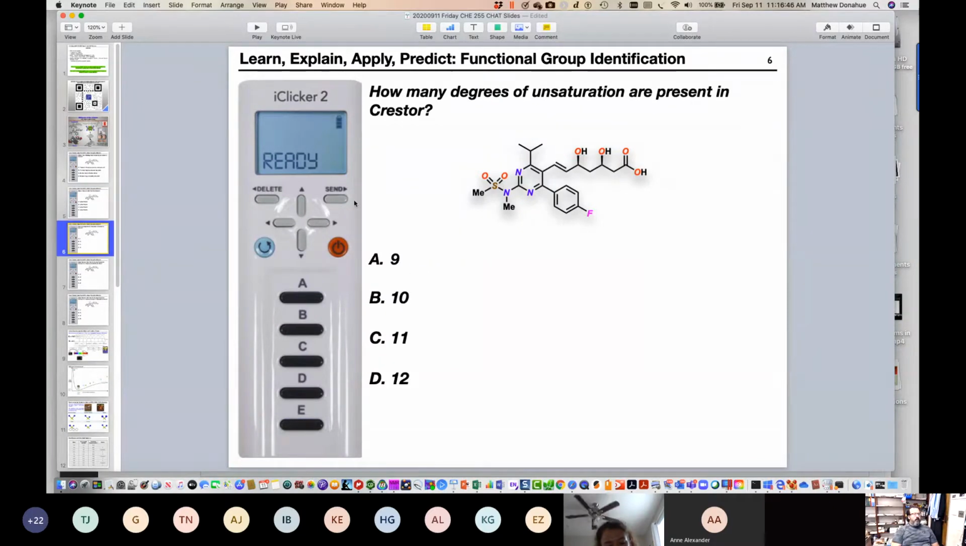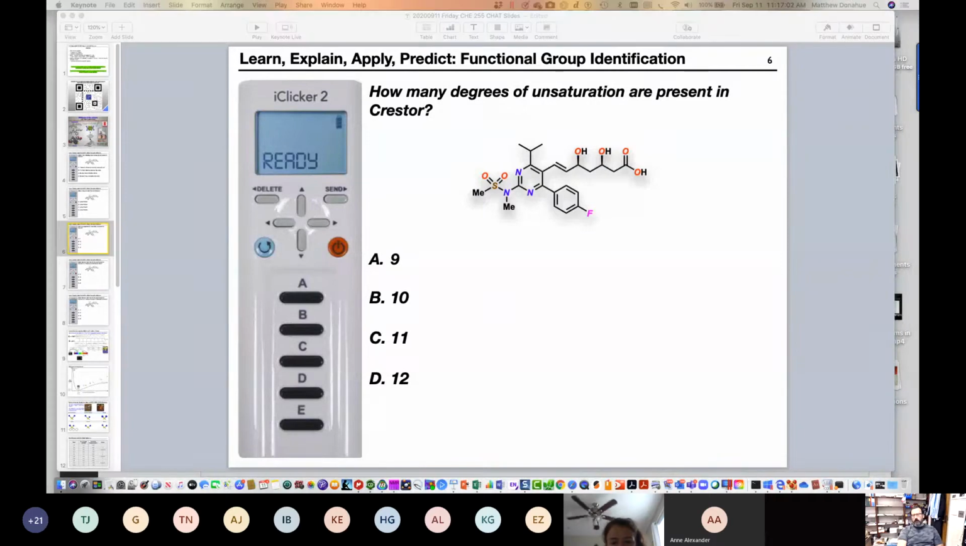So how many degrees of unsaturation are present in Crestor? And again, this is a visual inspection. So as Garima and Aiden point out in the chat, there are a lot of abbreviations that you're going to have to know for organic chemistry as we move on and we communicate structure.